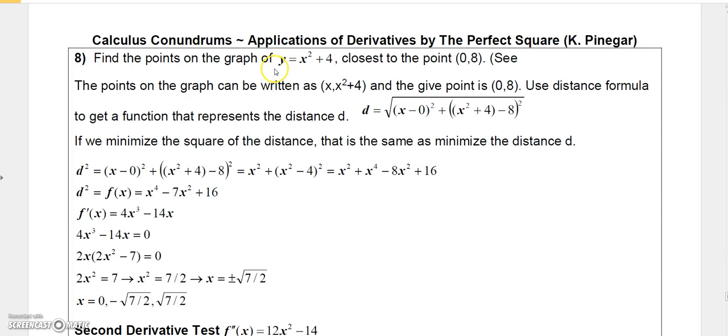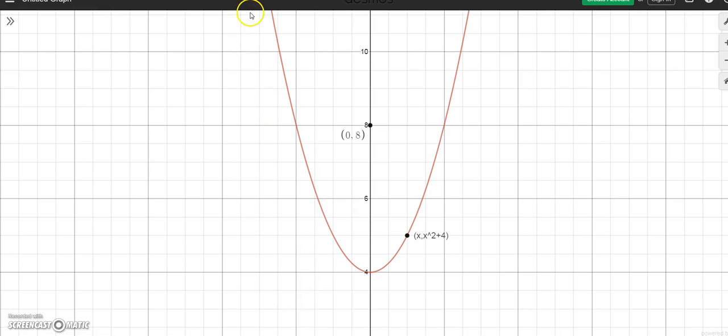This next problem wants us to find the points on the graph y equals x squared plus 4 that are closest to the point (0, 8). So let me show you the graph. Here's the graph of x squared plus 4, and there's the point (0, 8). Now I'm just going to pick a random point on this graph.